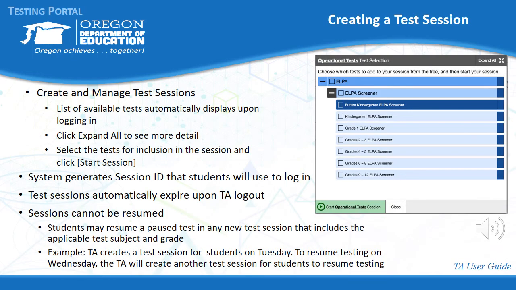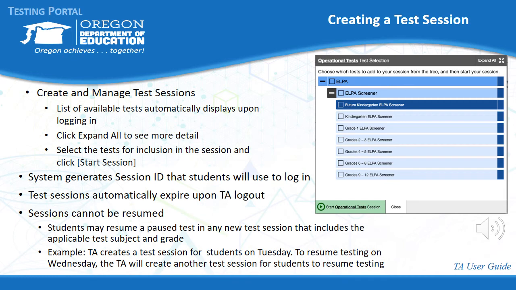To create a testing session, the TA selects Create and Manage Test Session. Then a list of available tests will automatically display. Click on the plus symbol to expand any test, see more detail, and locate the specific grade level and/or test that will be administered during the testing session. Only select the specific tests that are expected to be taken by students during the testing session to avoid students from accidentally starting the incorrect test.